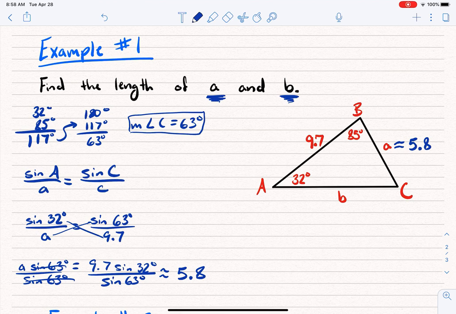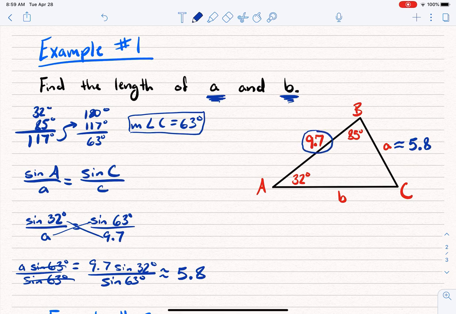Now, I don't want to use that number to find b. I can't use the Pythagorean theorem. This is not a right triangle. It's clearly not a right triangle. It doesn't have a right angle in it. But I don't want to use that 5.8. I want to go back to the cleanest numbers I have. And the cleanest number I have is this 9.7 right here.